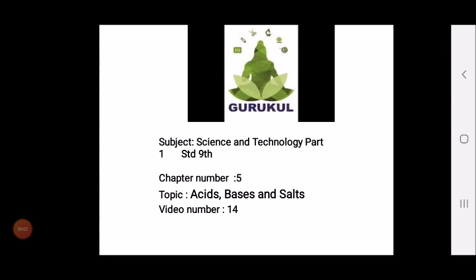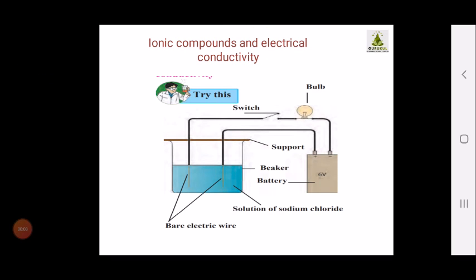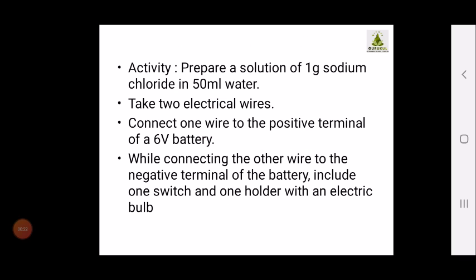Good morning, children. Students, in your Science and Technology Part 1, we are now going to study the concept of ionic compounds and electrical conductivity. Children, this activity is mentioned in your textbook also. I am just reading out the activity.